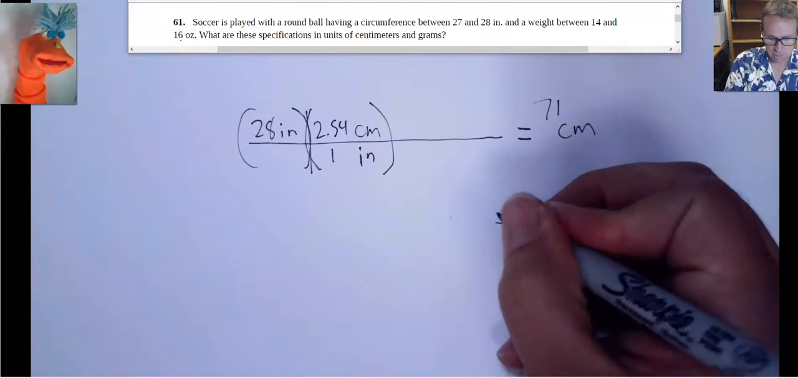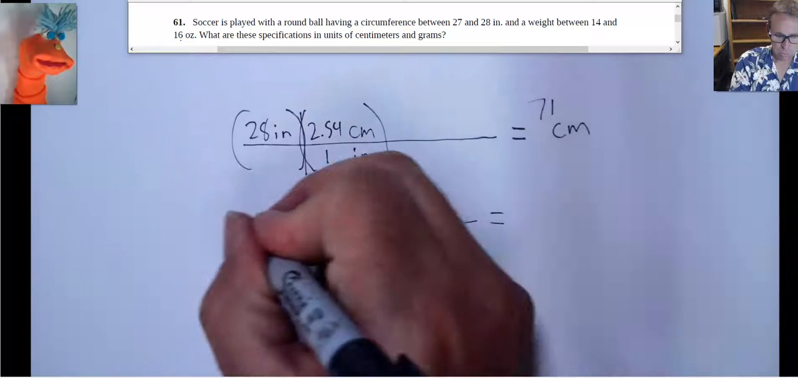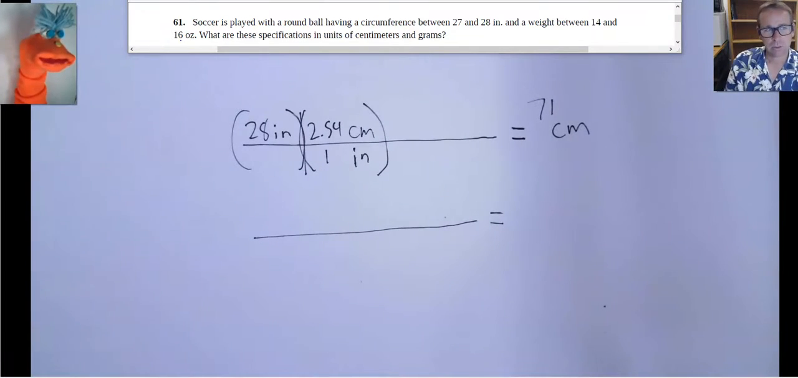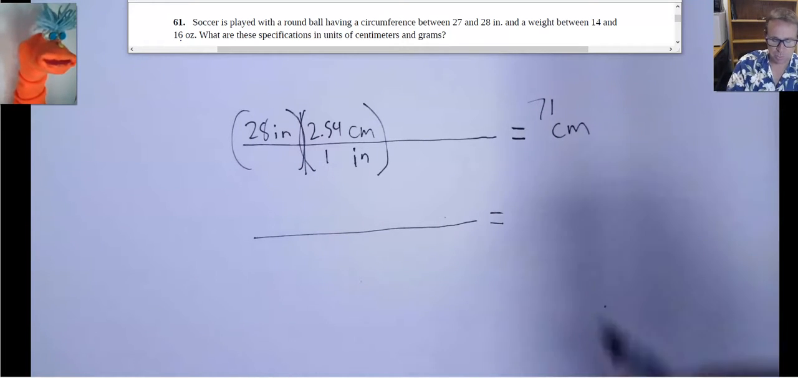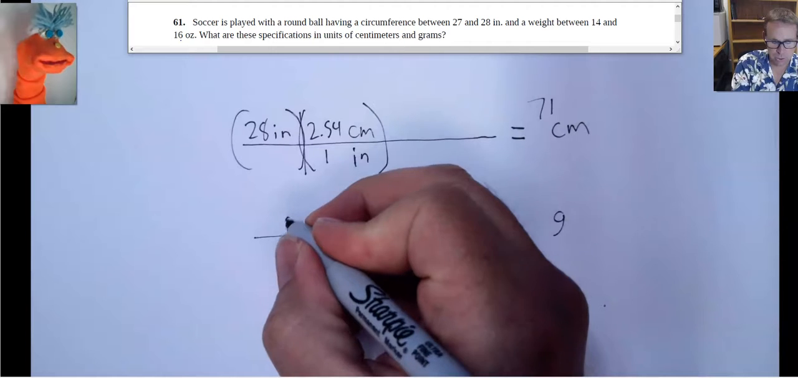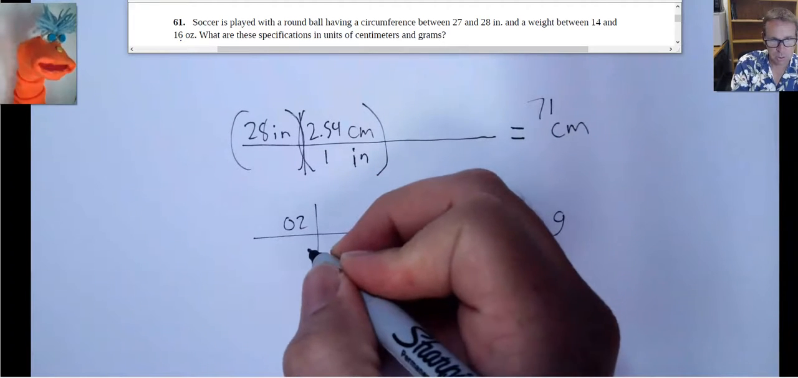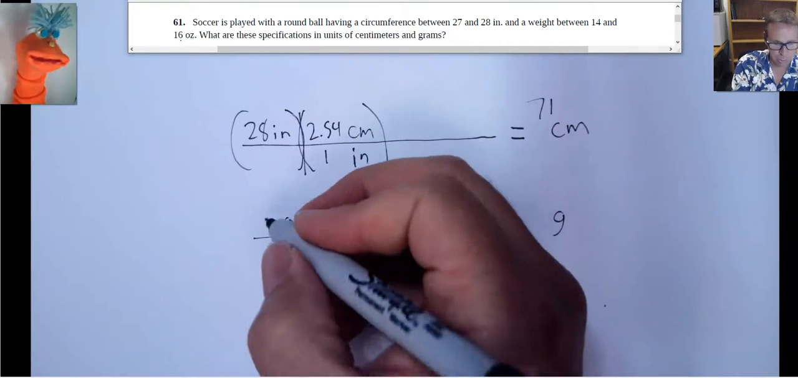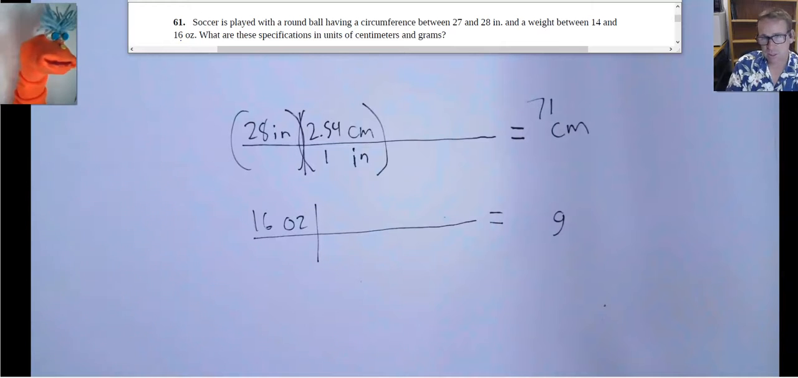Number 14. Okay, so the second one here, we want to be able to convert what to what? Ounces to grams. Very good, ounces to grams. So what do we put over here? We want it to be in grams. Good, those are the units we're after, and we start with ounces. How many ounces do we start with? 16, maybe 14? We'll just use 16, that's good. 16 ounces.